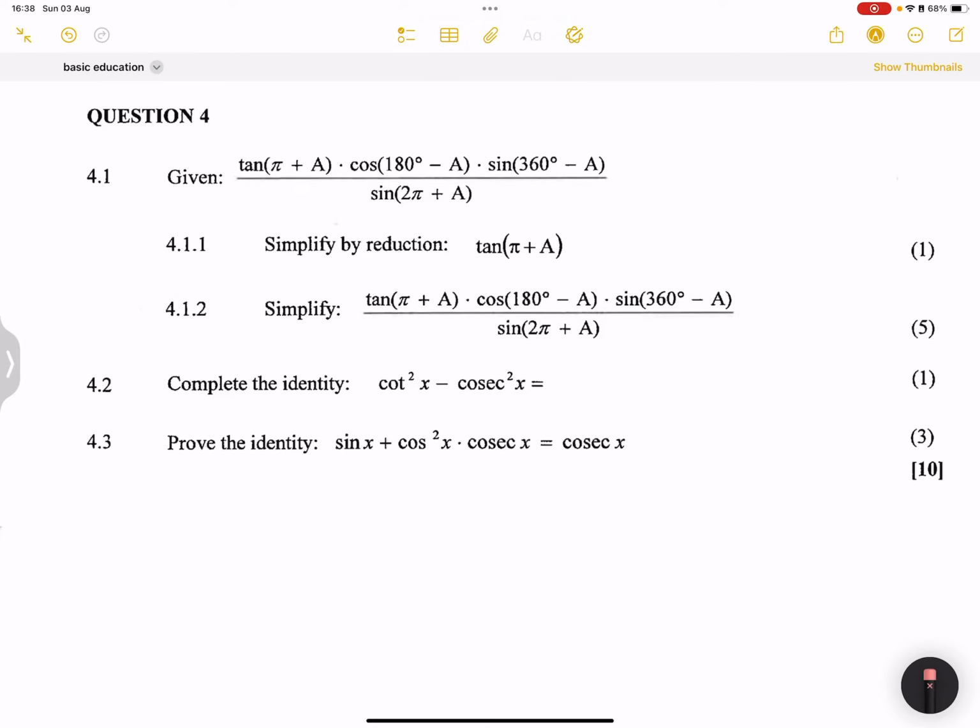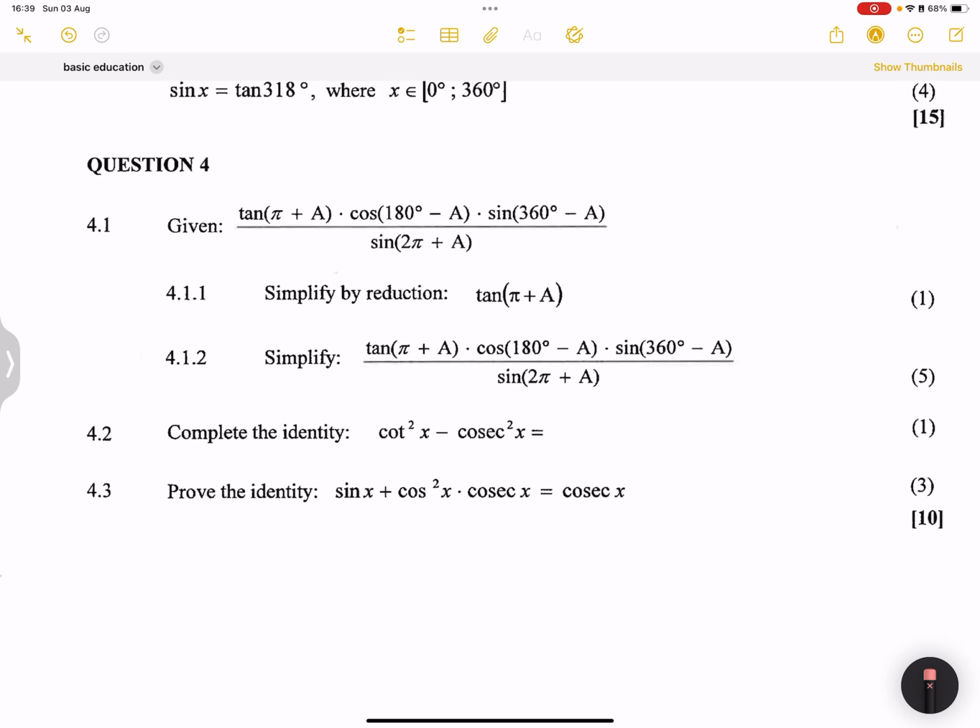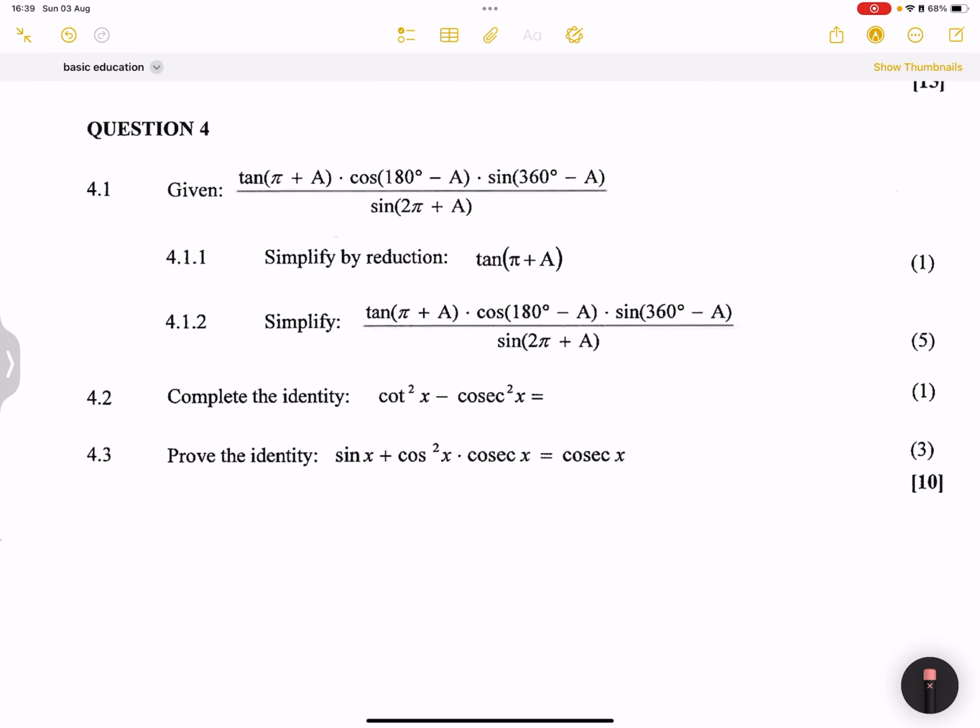We're looking at question 4 from our technical maths 2024 May-June exam.